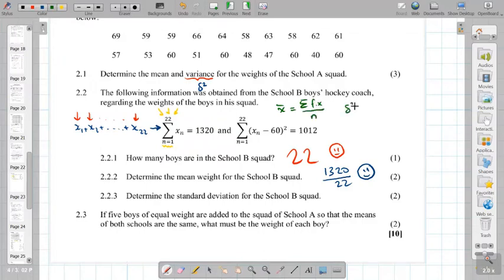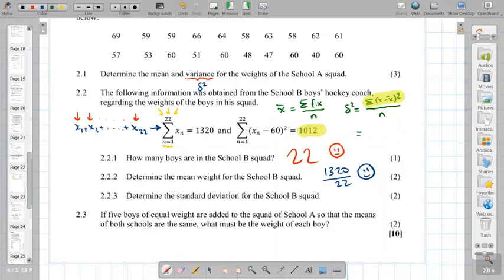And what is given for standard deviation square, which is variance, is the sum of x values minus the mean squares and divided by n. So what we are given here is actually same as what is there. So we know that answer is 1012.